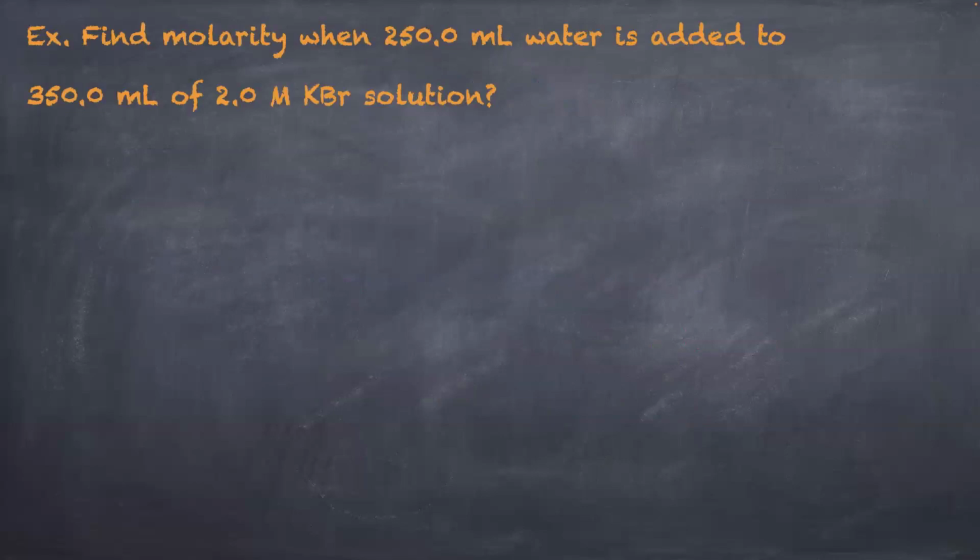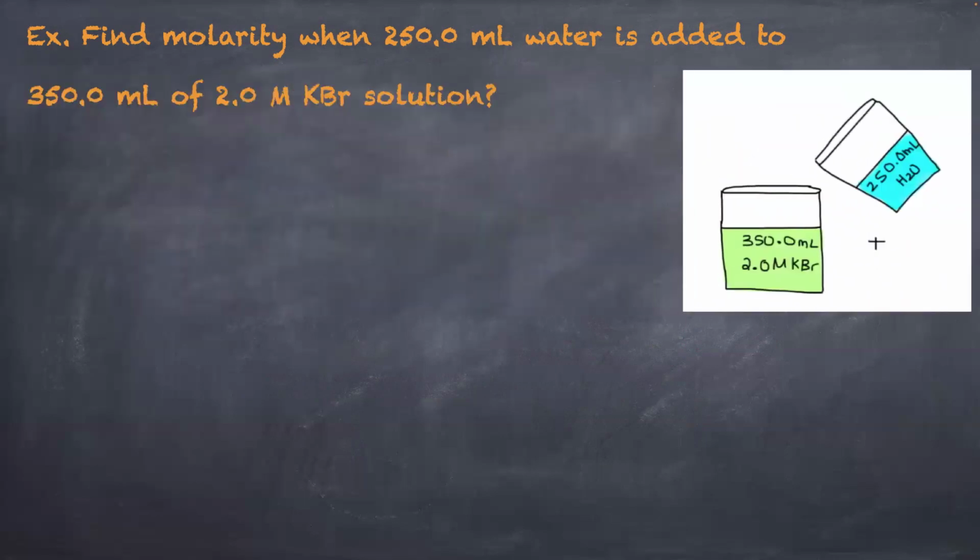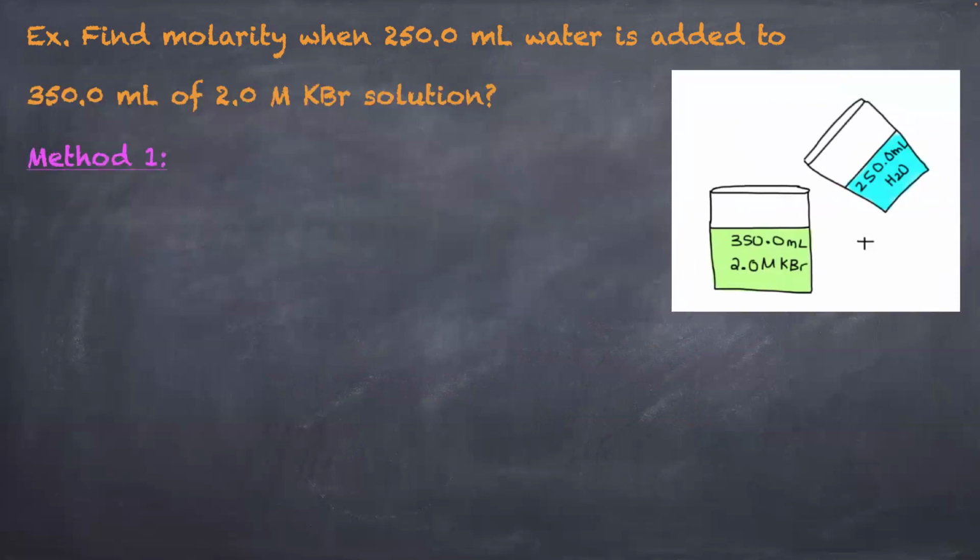So let's do an example over here. Here we want to find the molarity of a solution of KBr when we already had 350 mL of 2 molar KBr solution from before, and to that, we're adding 250 milliliters of water. To do that, there are two methods.